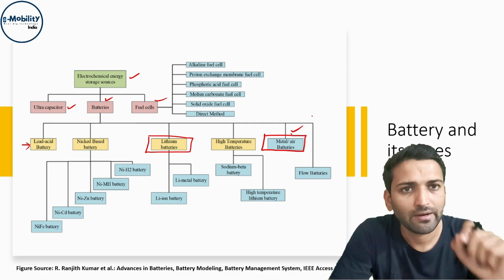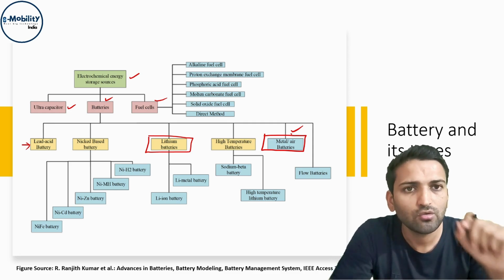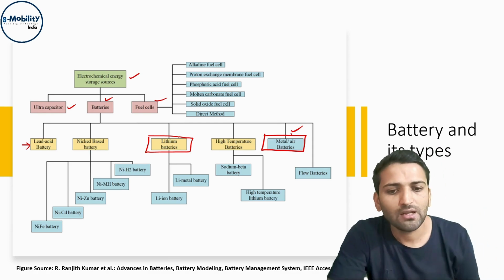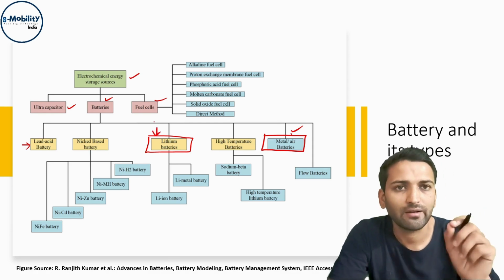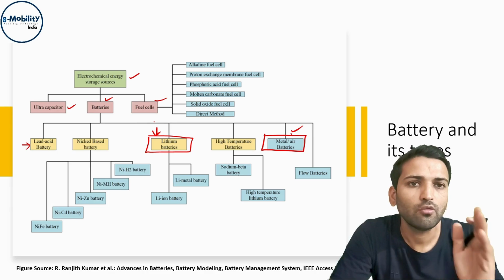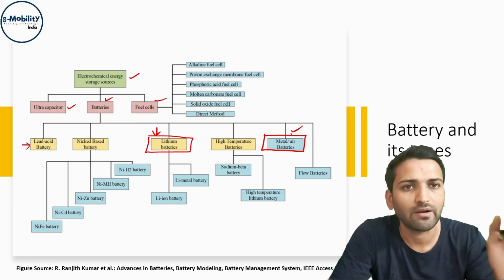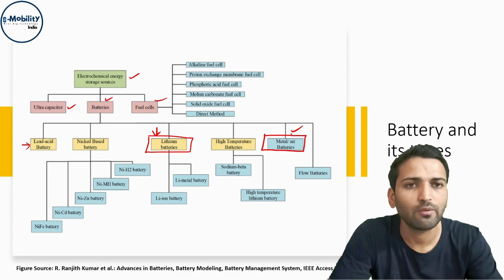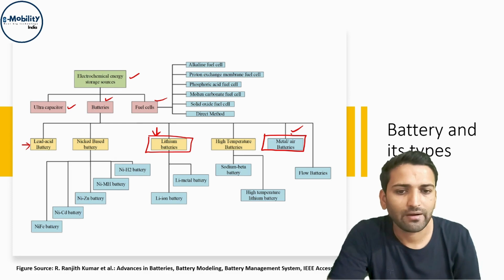So metal air batteries possess a huge potential for being used in a battery electric vehicle. Currently we are at lithium batteries, but we are slowly moving towards the metal air batteries, like the lithium air battery or the aluminum air or sodium air. These kinds of batteries will be coming in the near future. So this is all about the batteries.